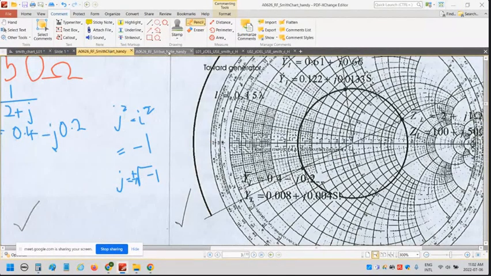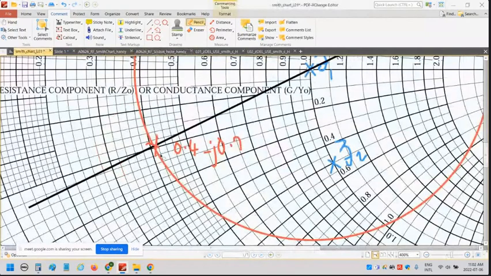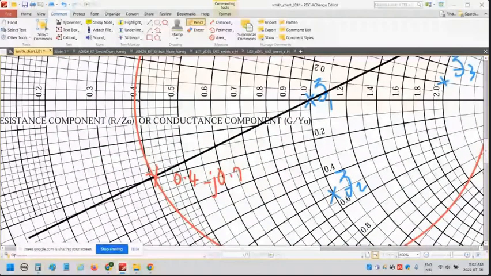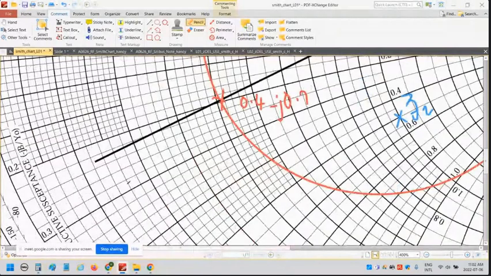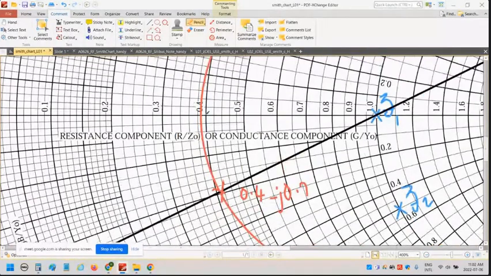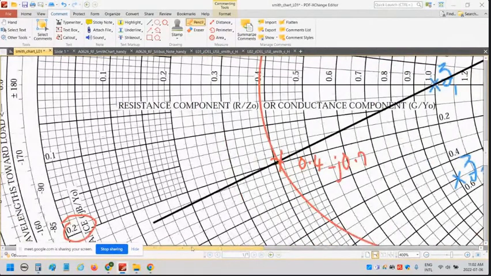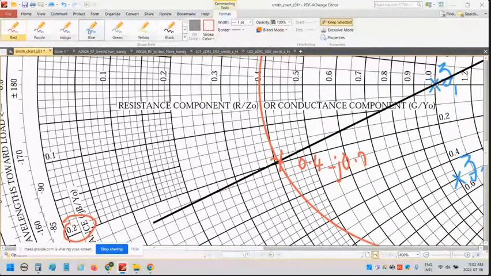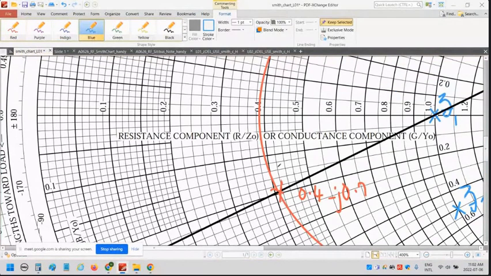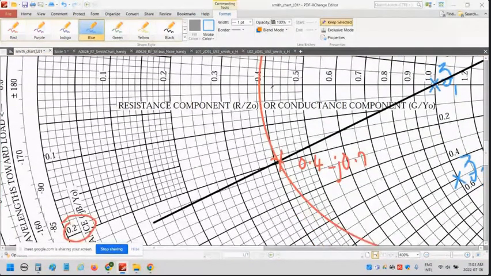So roughly around this one, 0.4 minus 0.2. So 0.2, this one, this scale, 0.2.